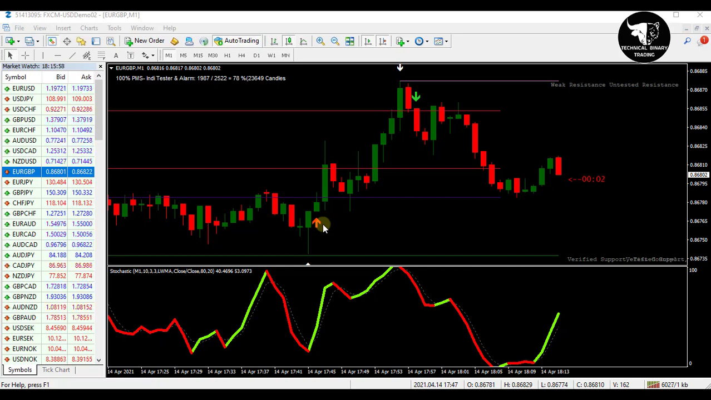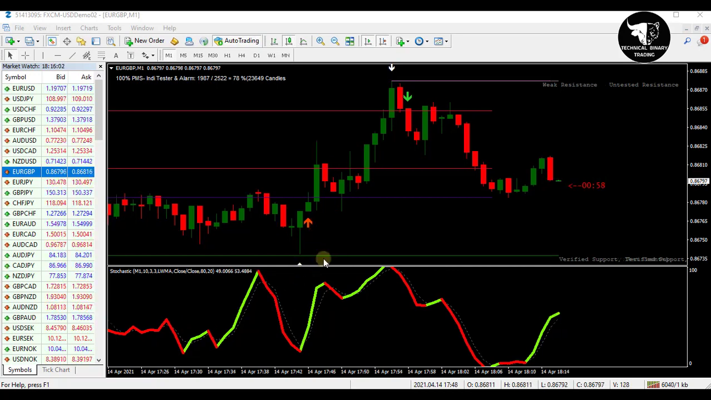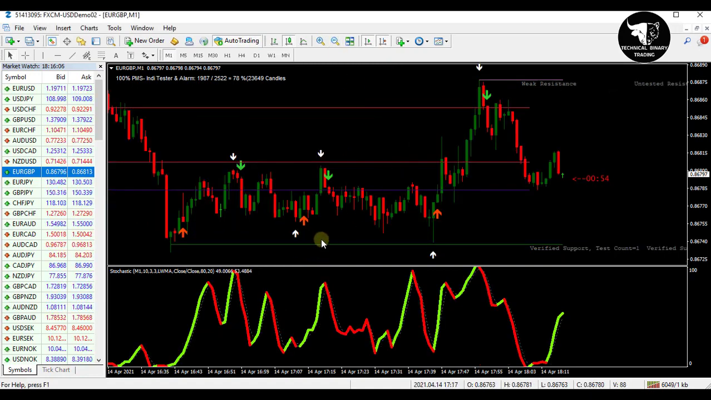Same case on the support line. The white arrow will indicate that the candlestick has touched the support line, and the red arrow will tell you to open an up trade. You can clearly see that there are multiple trading signals shown on the chart in the form of red and green arrows.